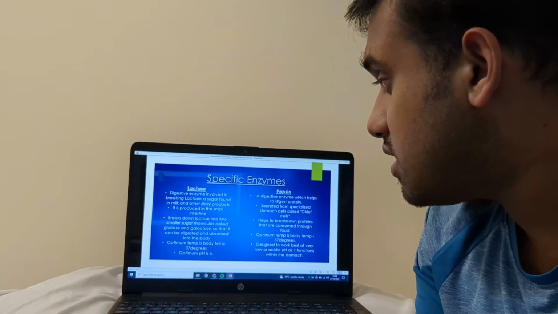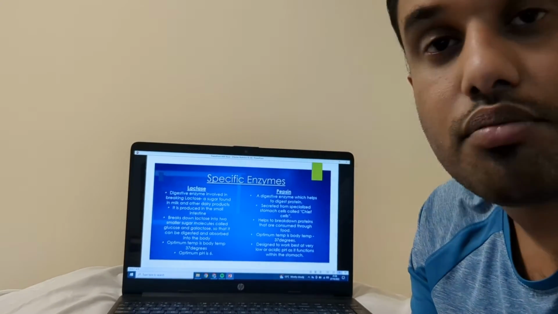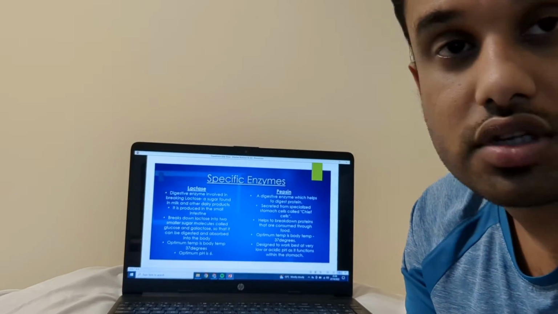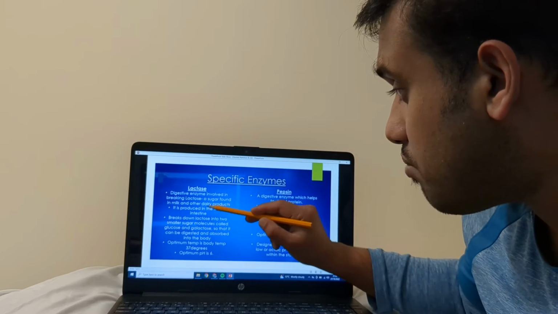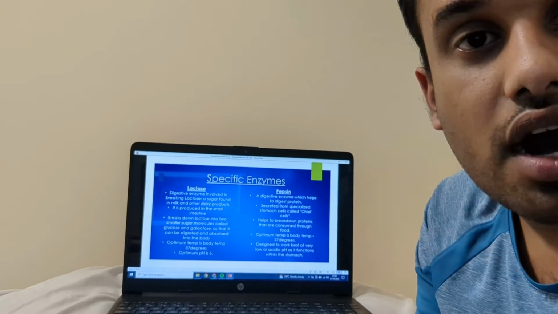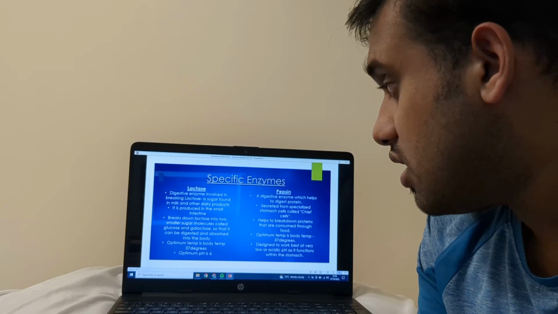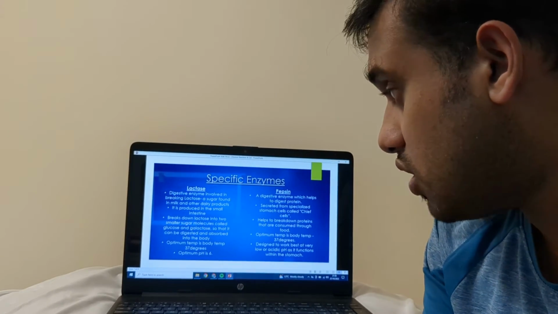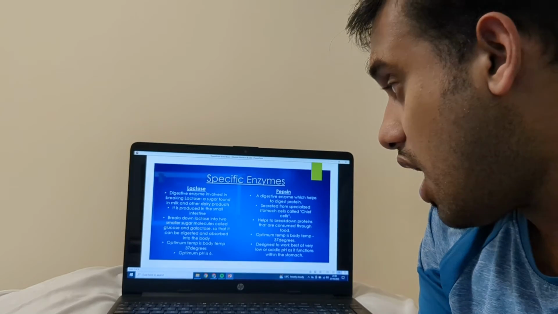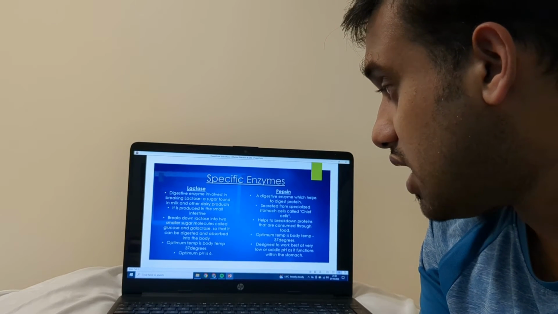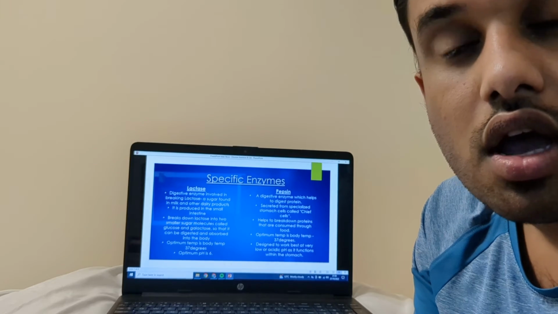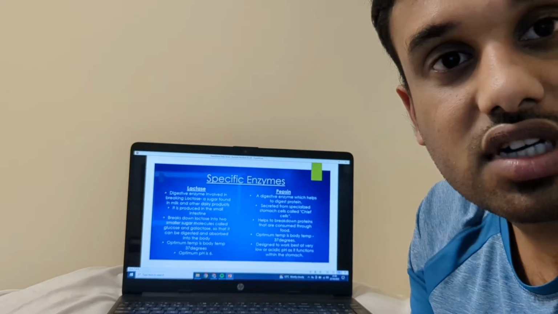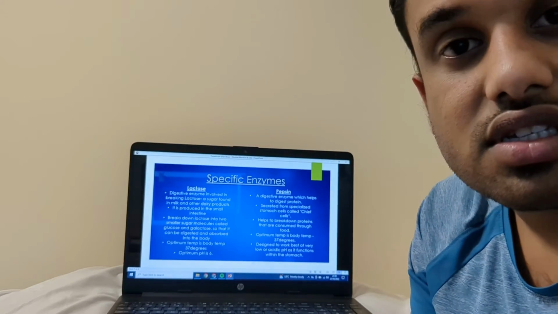Lactase is the digestive enzyme involved in the breaking down of lactose, a sugar found in milk and dairy products. This lactase is produced in the small intestine, and it breaks down the lactose into two smaller sugar molecules called glucose and galactose that can be digested and absorbed into the body. The optimum temperature for lactase to work is 37 degrees and the optimum pH is 6.